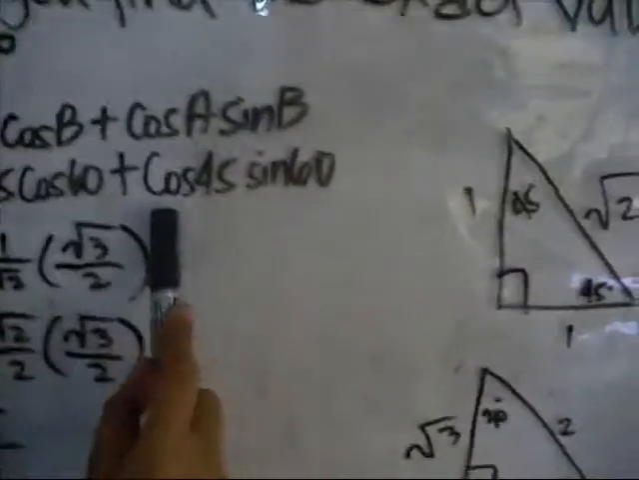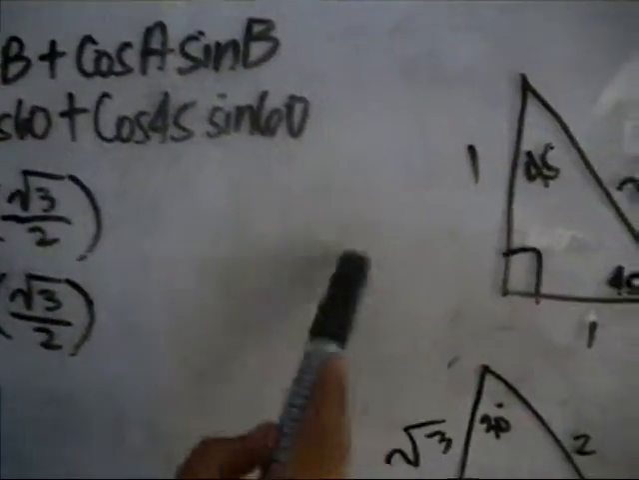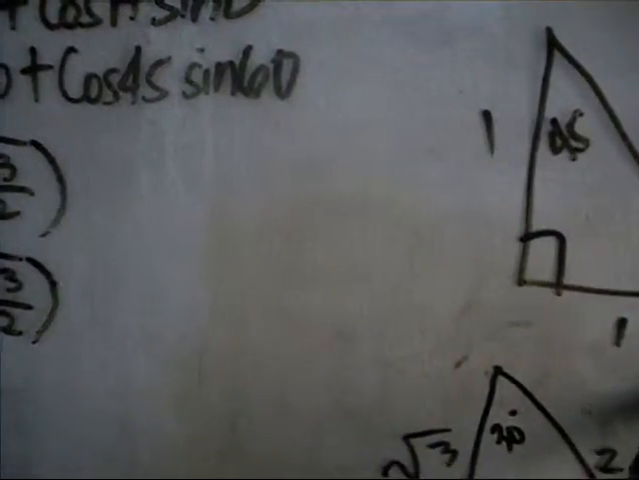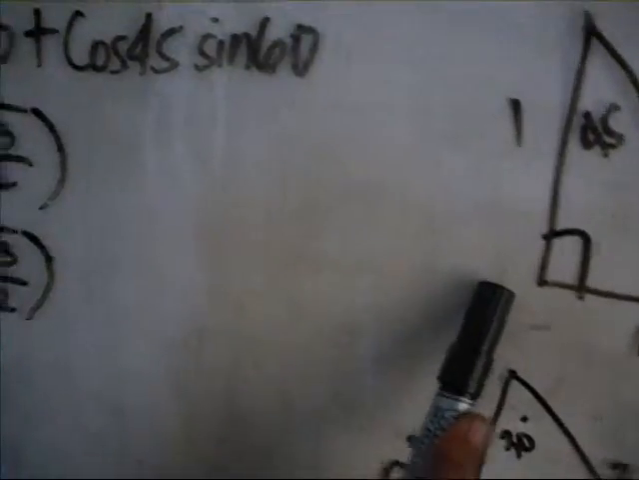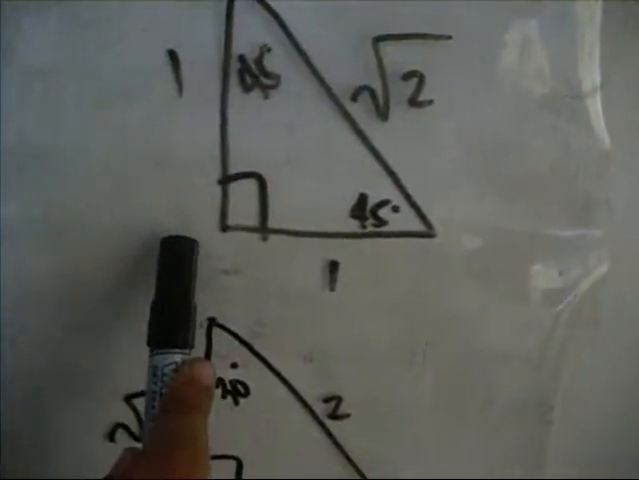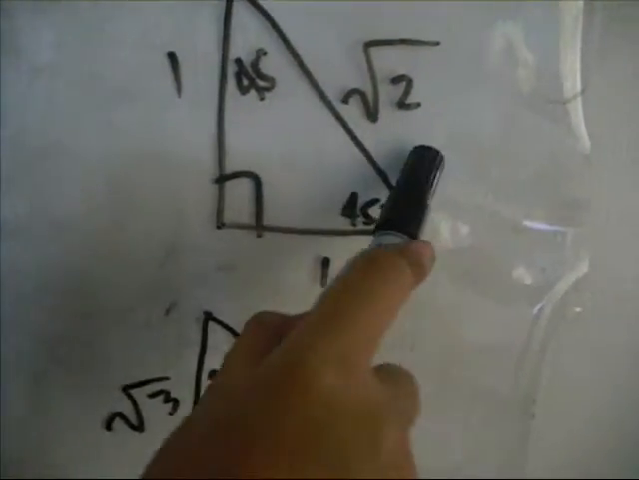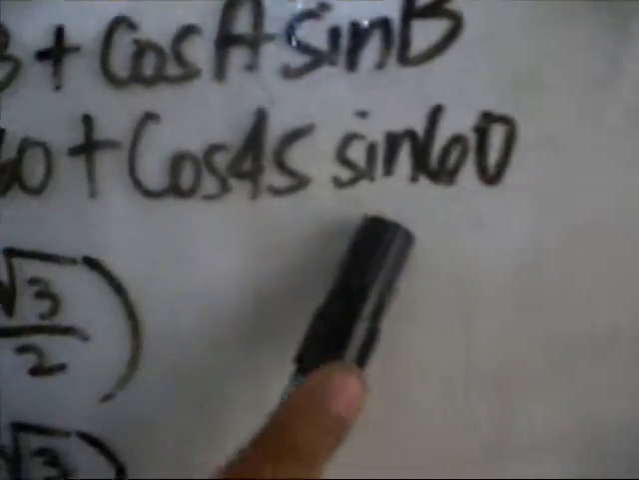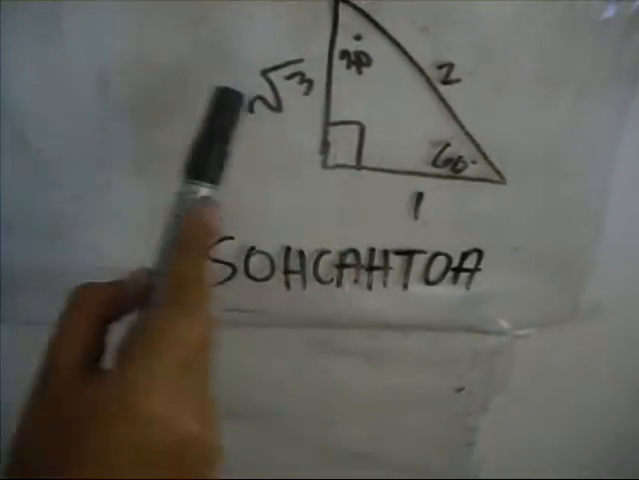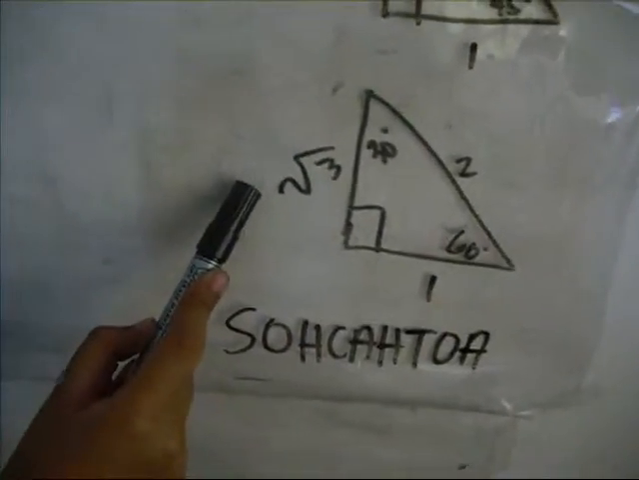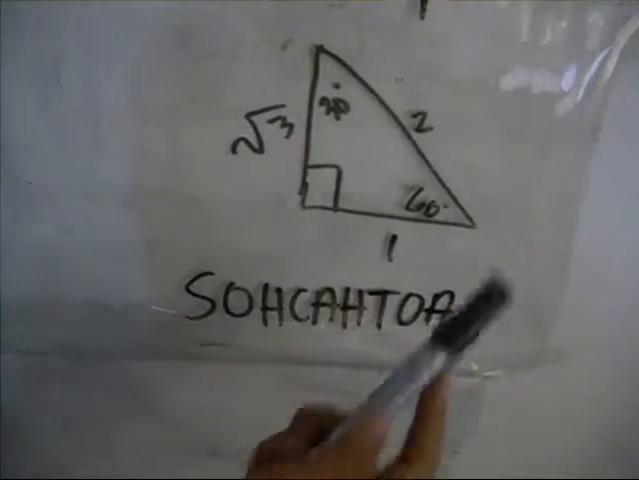Then cos 45 will be using this angle. Then use the adjacent over hypotenuse, which is 1 over square root of 2. Then the value of sine 60: opposite, which is the square root of 3, and the hypotenuse is 2.